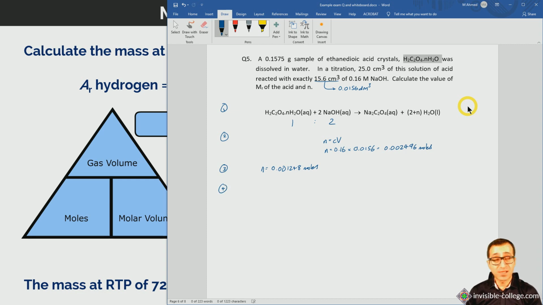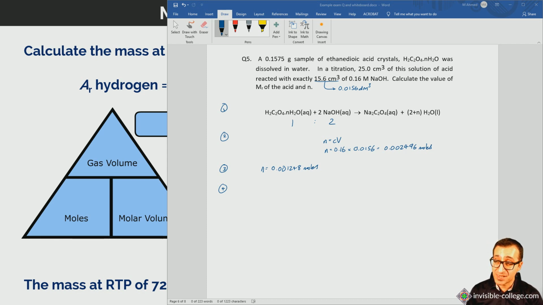Now we get to the final step. In this case, there's a slight wrinkle because we're dealing with a substance which we don't know the relative formula mass of, because there's a water of crystallization involved. However, we know that this substance was dissolved in water. So however much of this mass of the hydrated ethane dioic acid crystals was water doesn't really matter, because when we dissolve it in water, those water molecules are just going to go off and become part of the solvent. What we've just worked out here is the actual number of the ethane dioic acid molecules themselves, which reacted with this many moles of sodium hydroxide. So this is the number of moles of ethane dioic acid molecules in this original sample that actually participated in the chemical reaction.